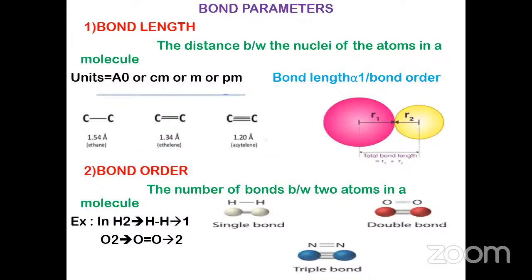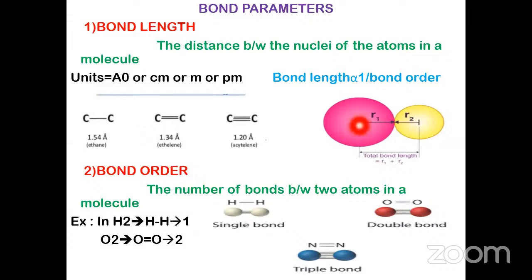Now, let us discuss bond parameters. These are bond length, bond order, bond angle, and bond enthalpy. Bond length means the distance between the two nuclei of the atoms in a molecule. This is the distance between the two nuclei of these two atoms. Total bond length is equal to R1 plus R2.